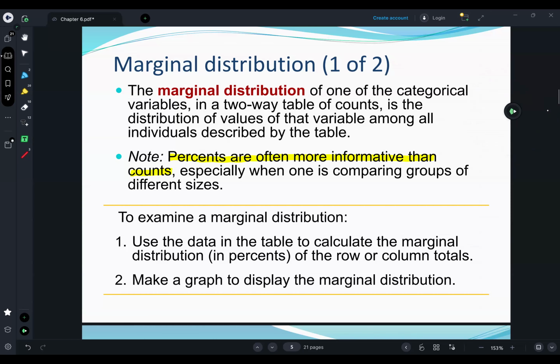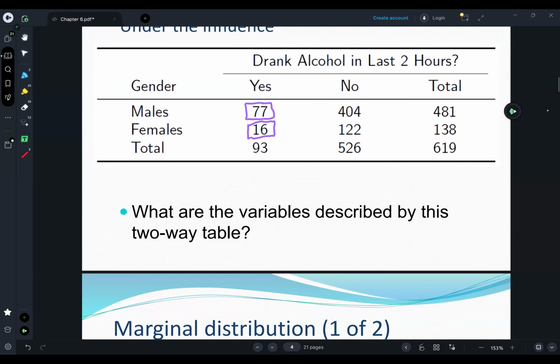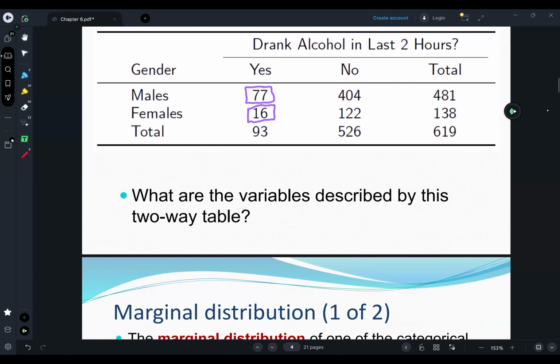And so we're going to examine a marginal distribution. We'll look at each one at a time. We can look at the row variable, and then that's just that distribution. And then we'll look at the column variable. In this case, the row variable is gender, and the column variable is the answer to the question, yes or no. You can call it the survey question.